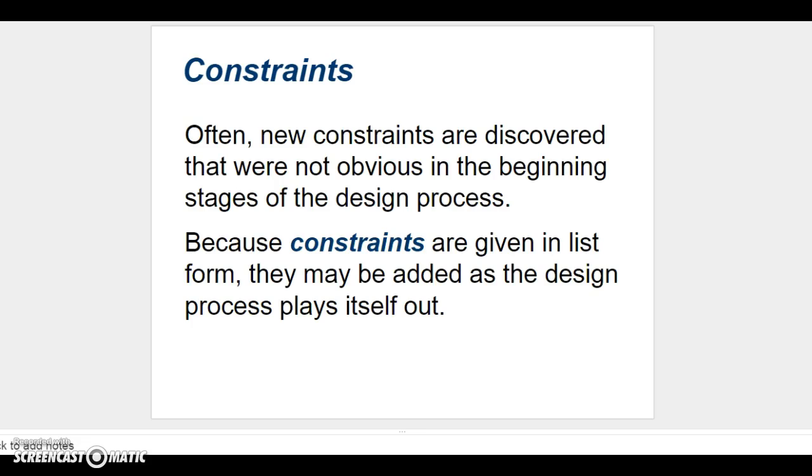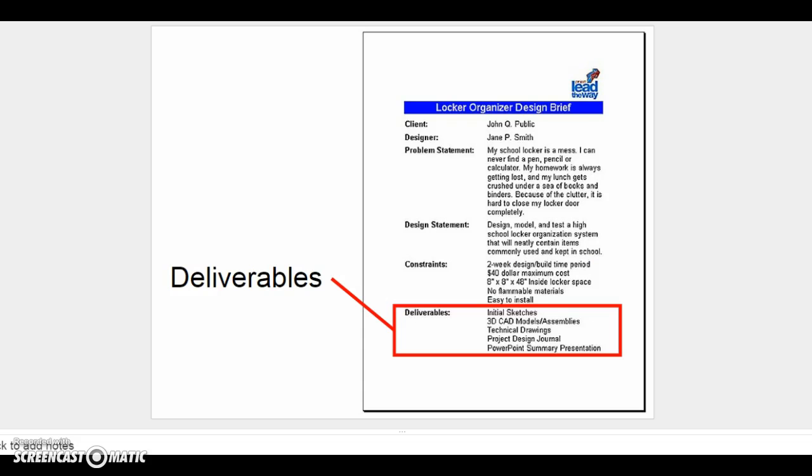Typically constraints are listed in a list form, so they can be added as the design process plays itself out. It's not strict. It's not something that has to stay exactly the same all the way through. Even the client might come up with different constraints as you move forward, and you have to adapt to that. So it's more or less a flexible thing, but there's typically a few constraints that you must follow.